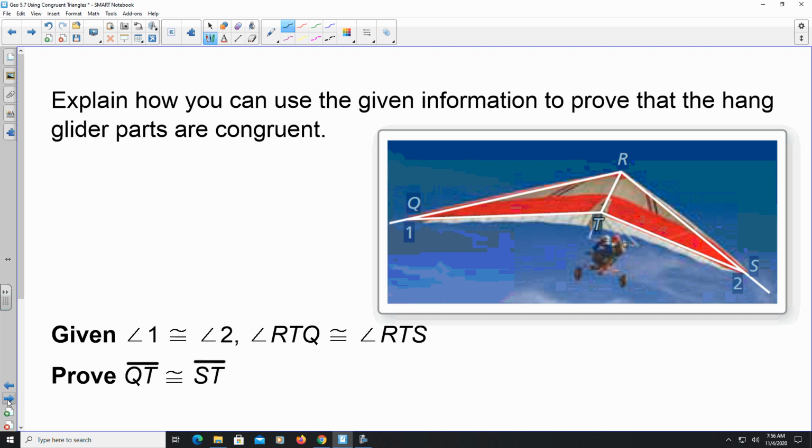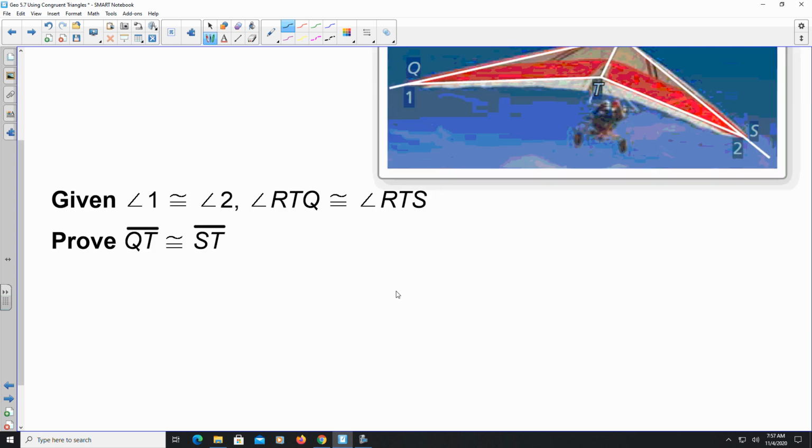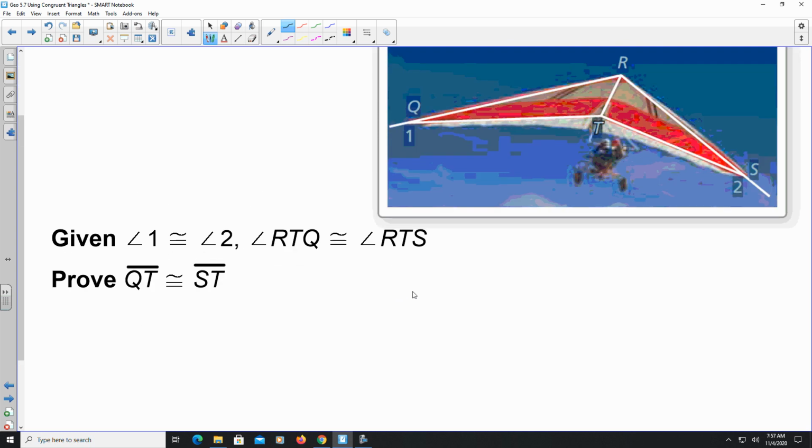So to start with, they want us to explain how you can use the given information to prove that the hang glider parts are congruent. So right now, what they gave us is that angle 1 is congruent to angle 2. So I'm just going to put little hash marks there to show that. And they also say that angle RTQ is congruent to RTS. So I'm just going to write that in.